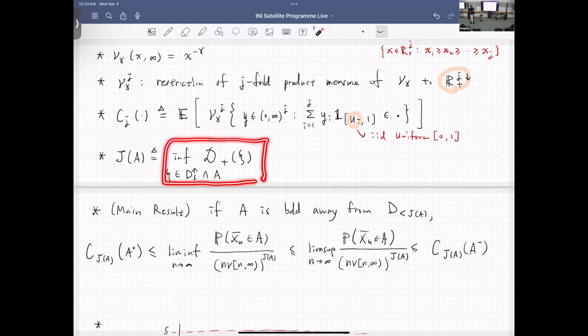And J of A can be defined in this way. Remember that this was the number of discontinuities, and this was the set of step functions. So you take the elements of A that are step functions, non-decreasing step functions, and take the infimum among those of the number of jumps. So this is exactly the number of jumps for a step function to have to enter set A.